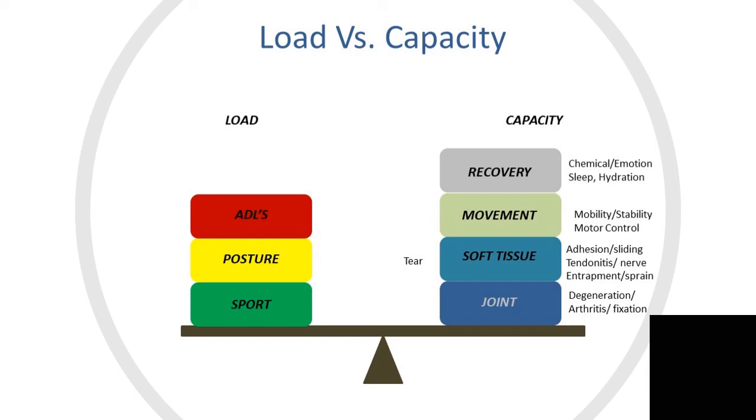How well do our joints move? Or is there any degeneration or arthritis, joint fixation? Are there any adhesions? Is there decreased sliding, tendonitis, nerve entrapment, sprains, things of that nature? With regard to movement, we look at whether the human machine is operating at full capacity with regard to how well it controls its ability to move. And then recovery, obviously, has several factors in it: chemical, emotional, sleep, hydration, nutrition.